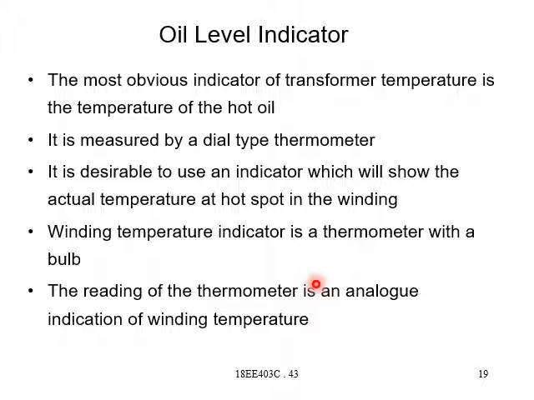So the oil level indicator is also an important piece in the transformer. The most obvious indicator of the transformer temperature is the temperature of the hot oil. The hot oil temperature will be indicated, and it is measured by a dial type thermometer. Generally, to measure heat we use thermometers. So this is a dial type thermometer, and it is desirable to use an indicator which will show the actual temperature at hot spot in the winding. So it is desired to use that type of an indicator.